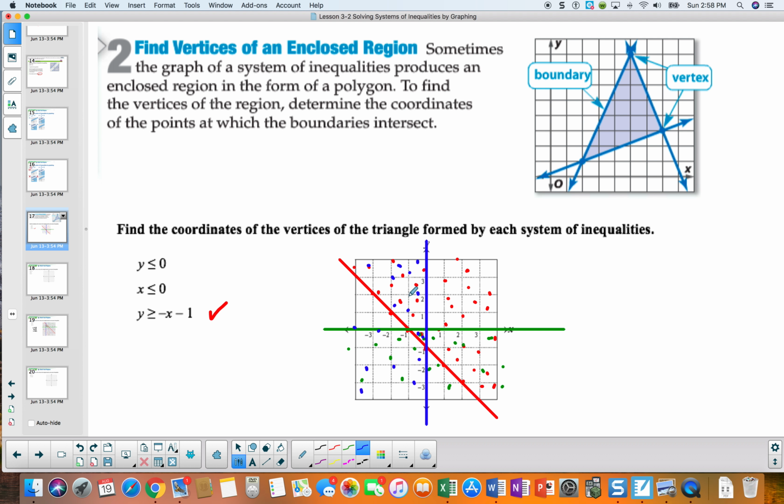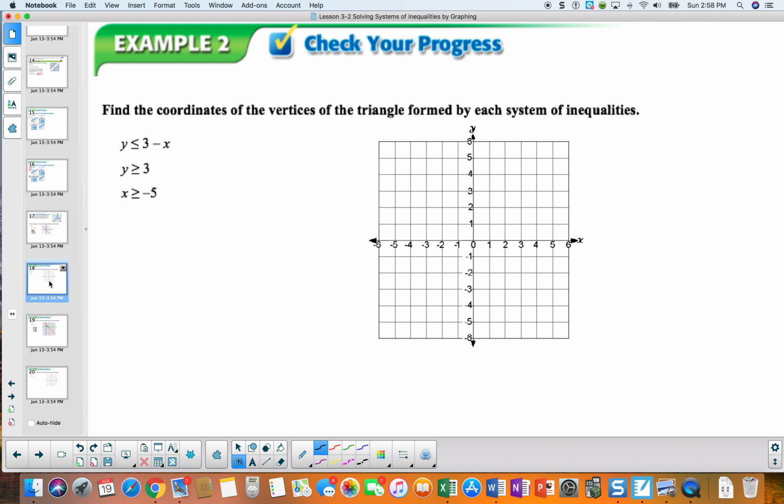Now where all 3 intersect is this triangle area right here, and this triangle, the vertices are the origin, and one is -1, 0, and the other is 0, -1. So this region right here is the solution, and even on the boundaries right here, all of those points represent the solution for all 3 of these. Okay, pause and see what you can do.